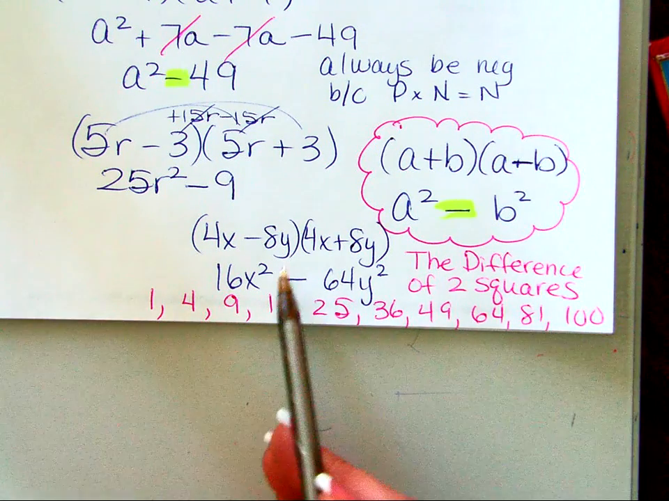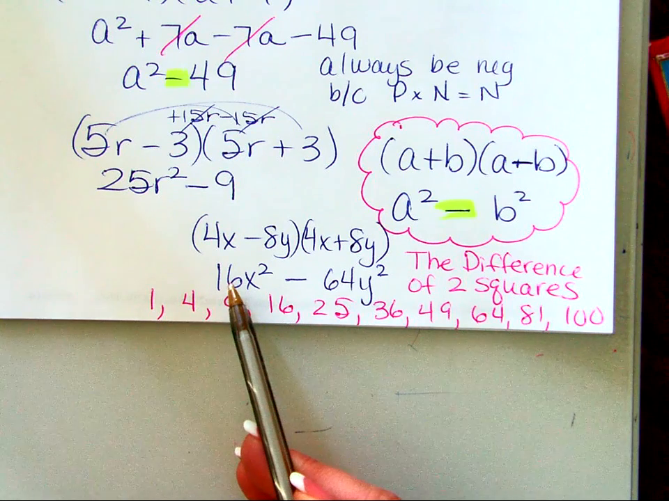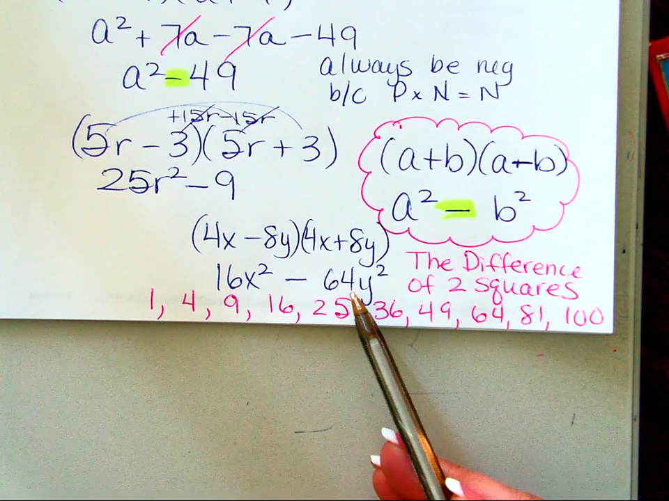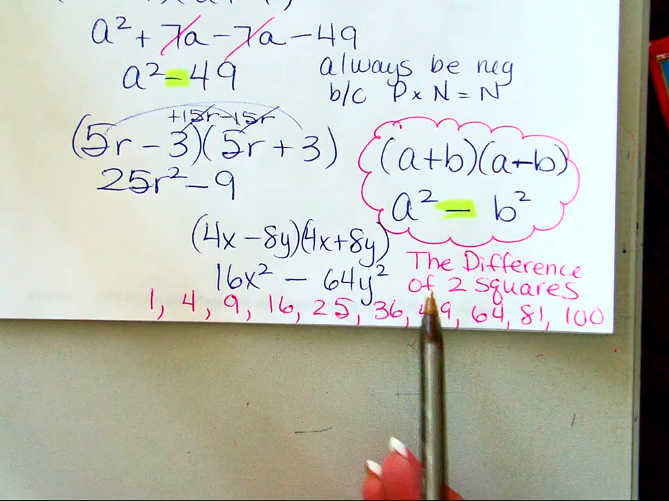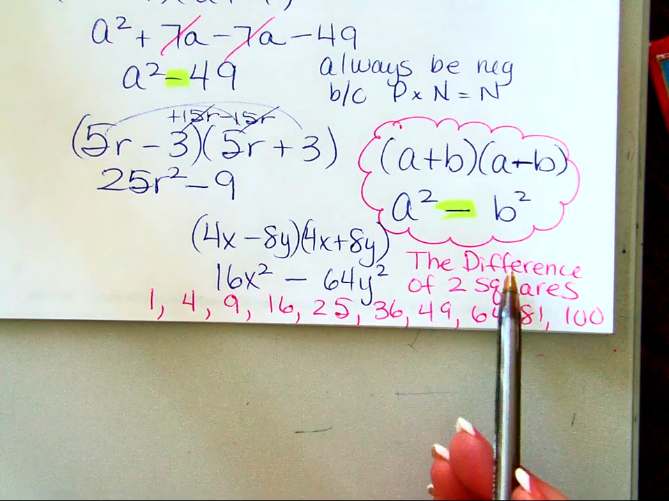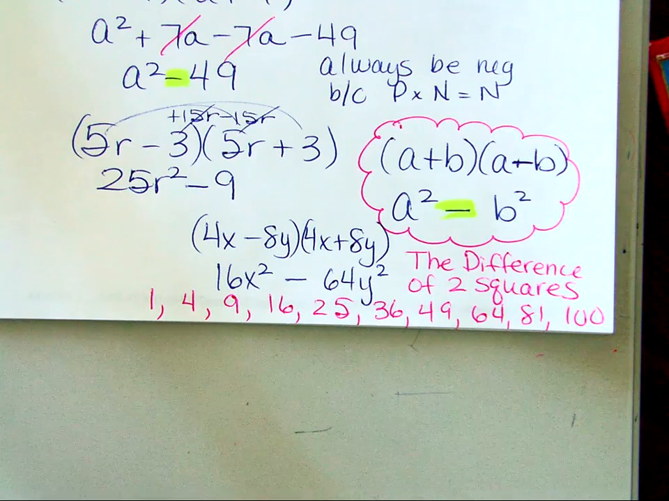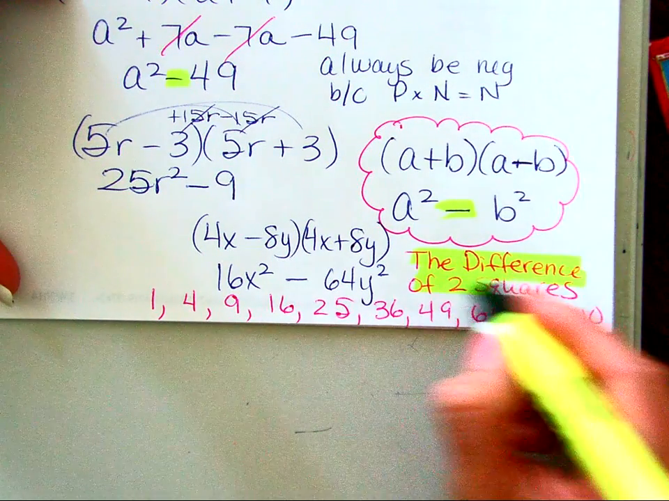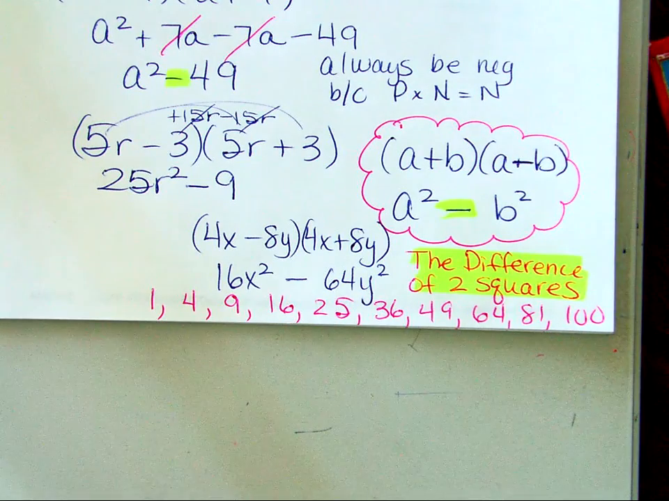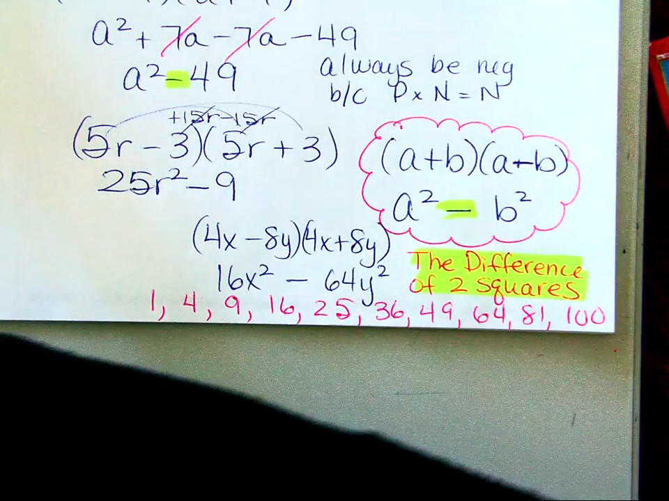So these, now that you know that, is that a square number? Yeah, 4x times 4x. Is that a square number? Yeah, 8y times 8y. And is it the difference of two squares? So that's where the name, the difference of two squares, comes from. Does that make sense? So this is special case number 1, the difference of two squares. Got it?